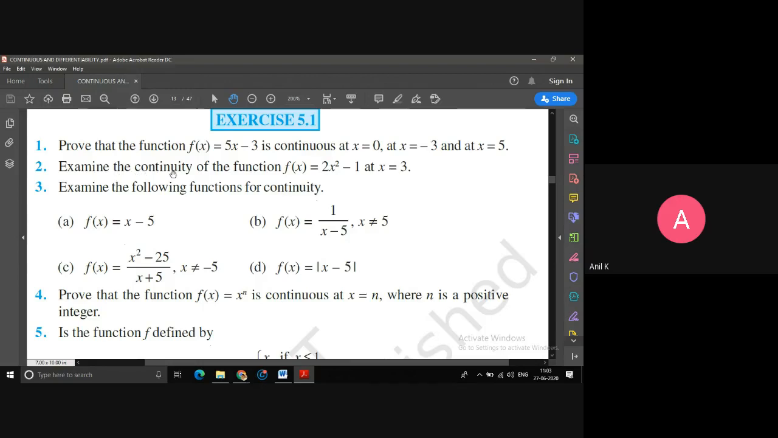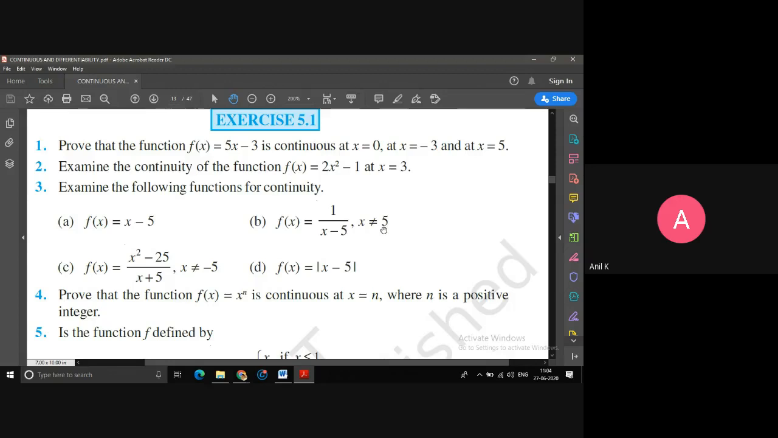Now similarly, the second question is examining the continuity of the function 2x square minus 1 at x equals 3. This is also a continuous function because this is also an algebraic function. If I come to the third question, each and every function is a continuous function. Here I use 1 upon x minus 5, where x is not equal to 5.